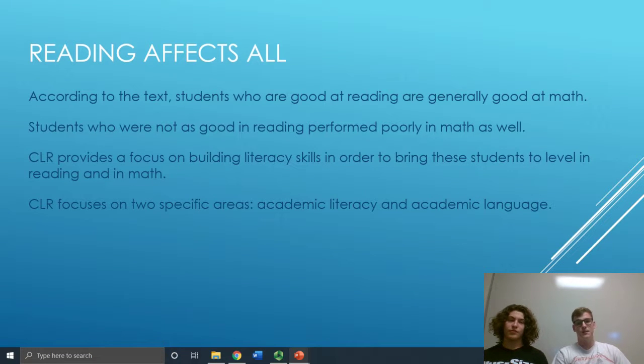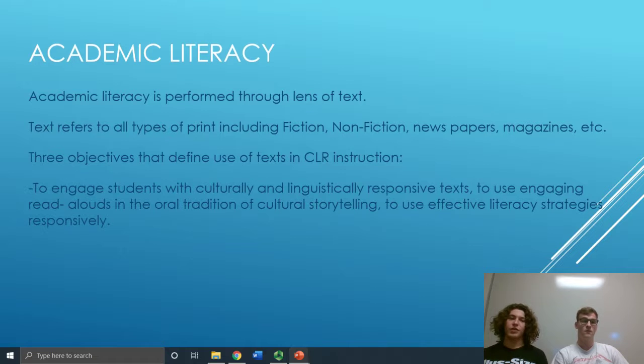So according to the text, students who are good at reading are generally good at math, and that applied to students good at writing too. And the flip side to that coin is if students perform very poorly in reading and writing, it kind of transfers over to math. CLR provided focus on building literacy skills in order to bring these students to level in reading and in math. And it focuses on two specific areas, academic literacy and academic language. And academic language is covered in Chapter 6, so we didn't actually really go in depth on that.